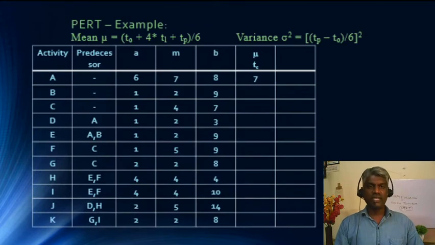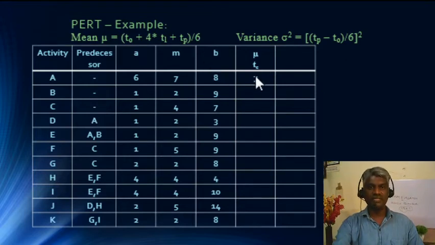So now we are going to calculate the mean of the optimistic, most likely, and pessimistic time for each activity, and the formula which we are going to use is this mean formula, TO plus 4TM plus TP divided by 6. So these are the values. TO is 6, TM is 7, and TP is 8 for this A activity. So 4 into 7 is 28, plus 6 is 34, plus 8 is 42, and 42 divided by 6 is 7.